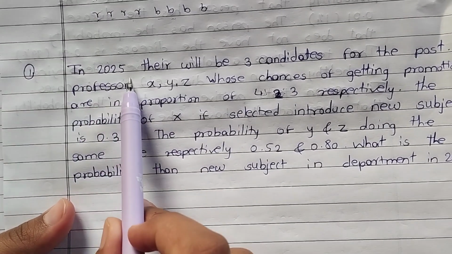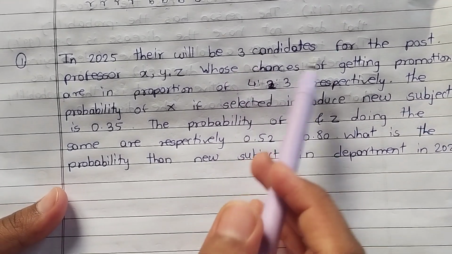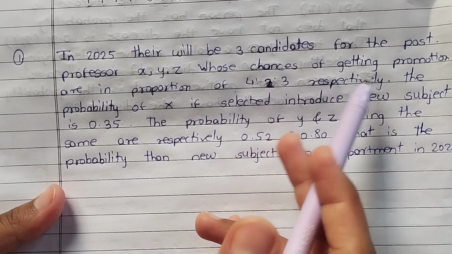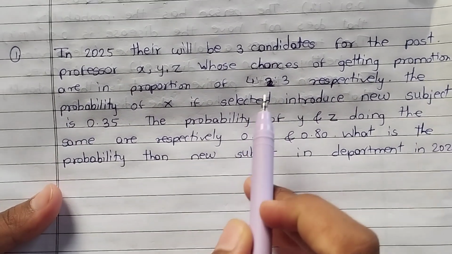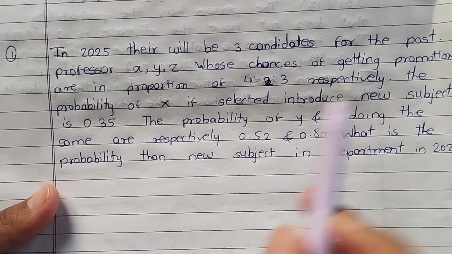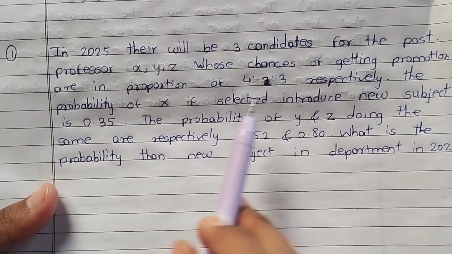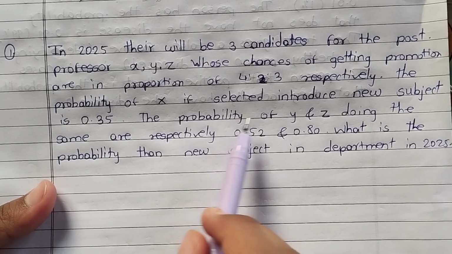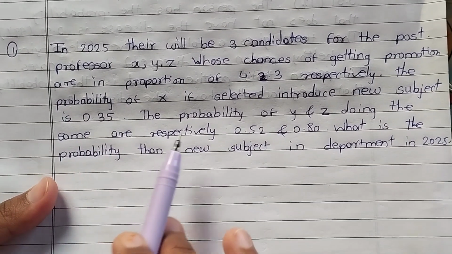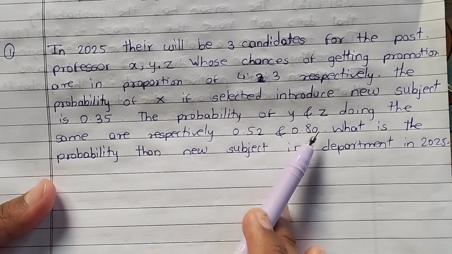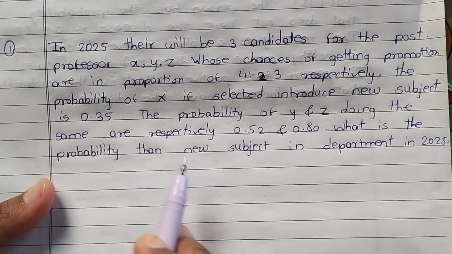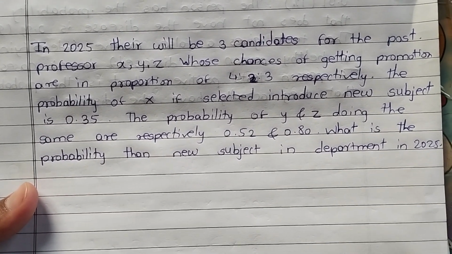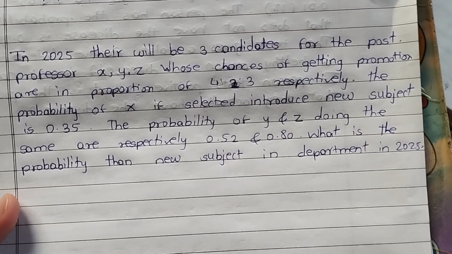In 2025 there will be 3 candidates for the post, Professors X, Y, Z, whose chances of getting the promotion are 4:2:3 respectively. The probability of X, if selected, introducing a new subject is 0.35. The probabilities of Y and Z doing the same are 0.52 and 0.80. What is the probability that a new subject is introduced in the department in 2025? So let's see how to solve this.